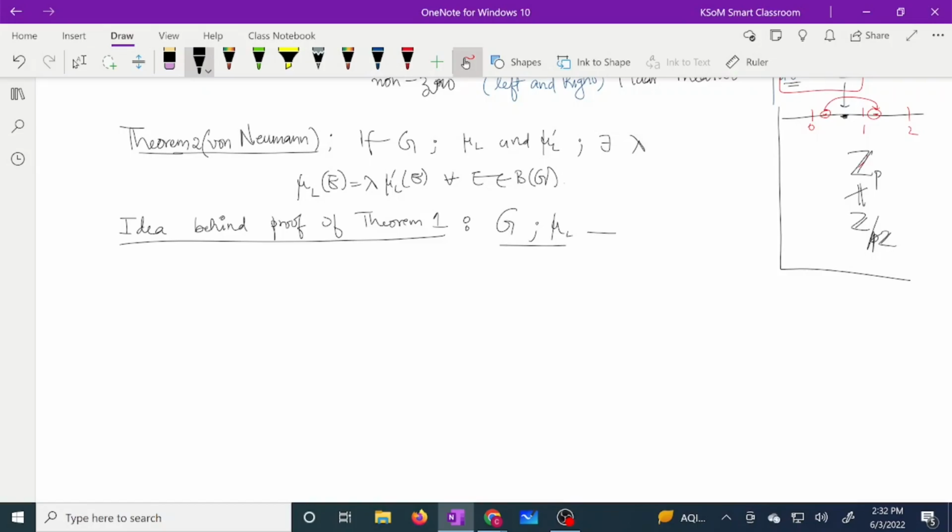I'll give you the reference after this. Suppose G is a locally compact Hausdorff topological group. mu_L is a choice of left invariant Haar measure, and say you have two measurable sets, x and y. Suppose that you can write x as a subset of some translates of y.